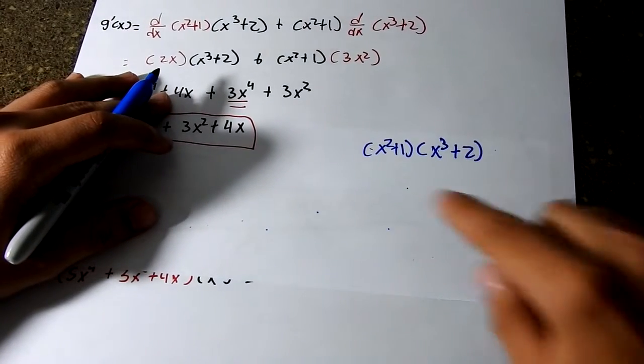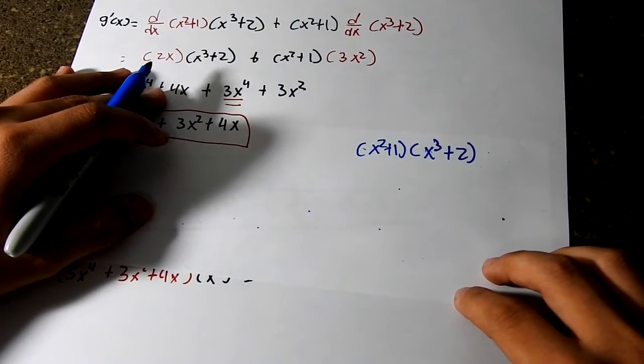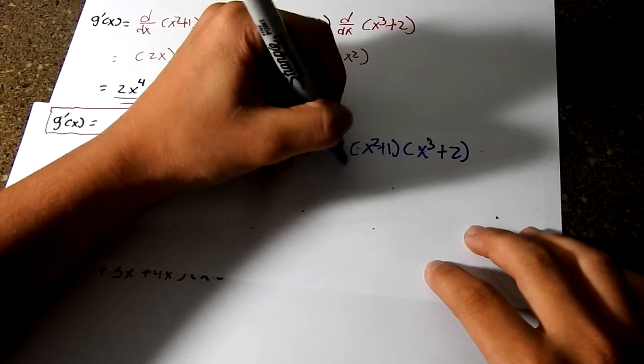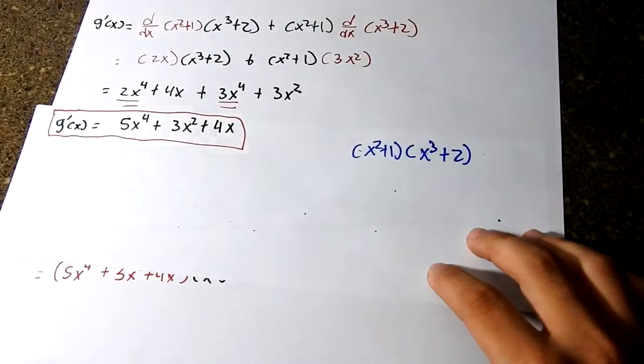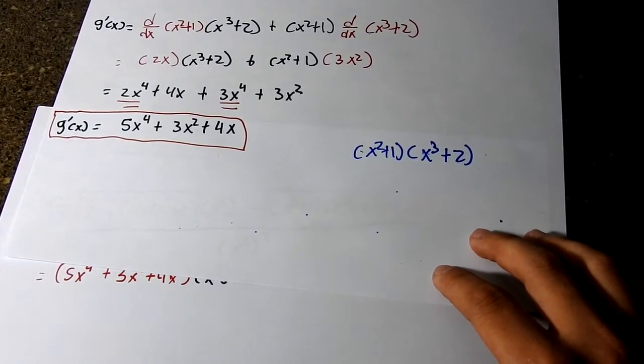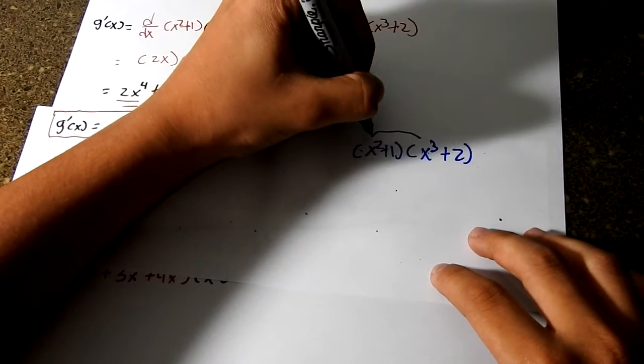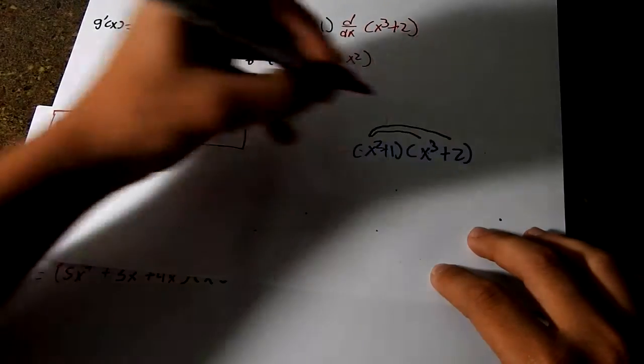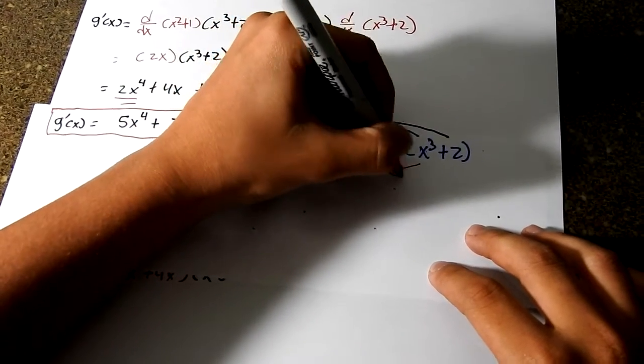So we apply the distributive property, and then we have x. So we're going to do this. I'm going to color code it. We're going to do this times this, and then this times this, and then this times this, and this times this.